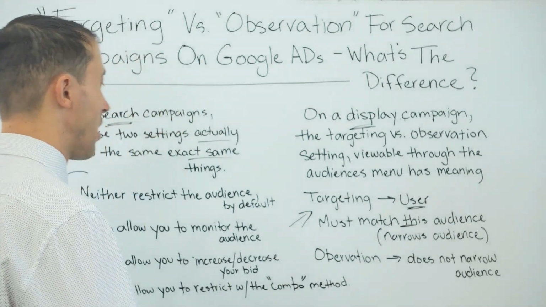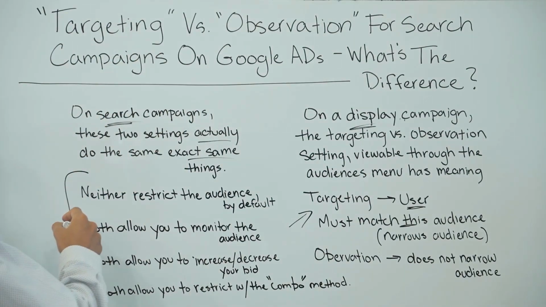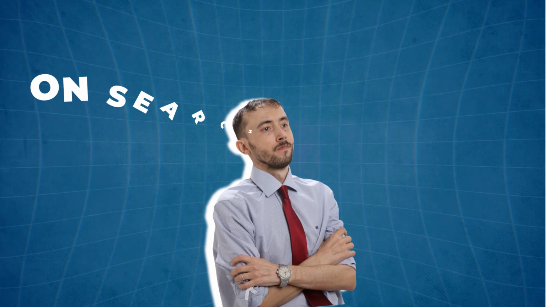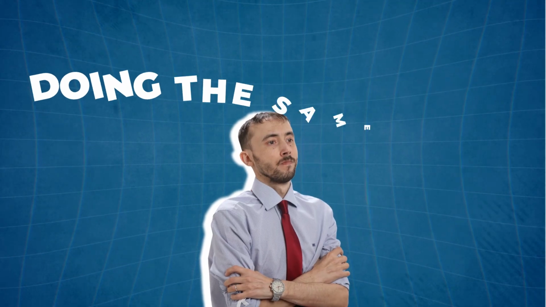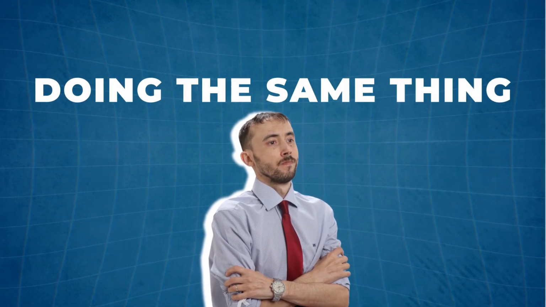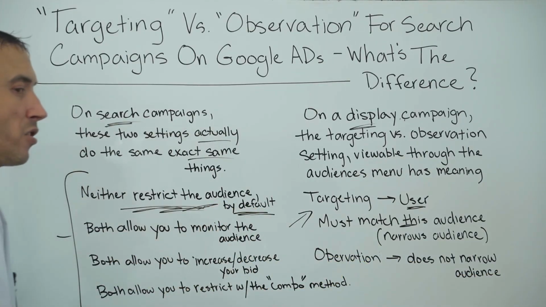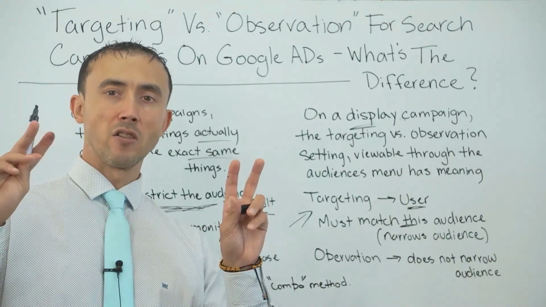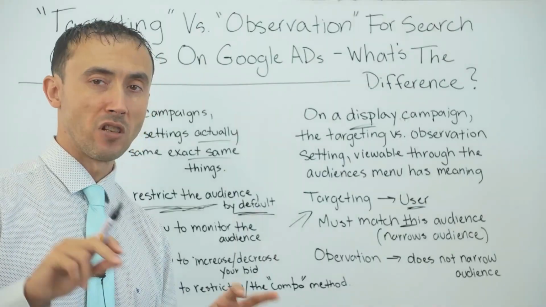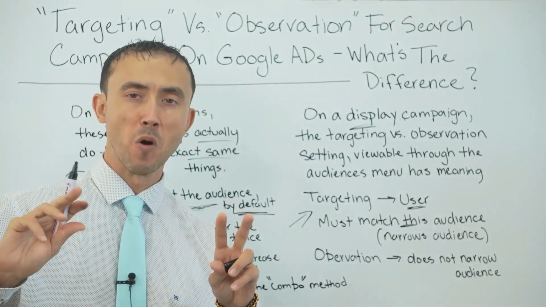So with that said, getting back to what I was saying, the targeting versus observation on search campaigns. Now that it's doing the same thing regardless of which one you choose, neither restricts the audience by default. So it doesn't restrict anything. It is there to add to, per se, which it doesn't really do that, and I'll explain in a moment why.